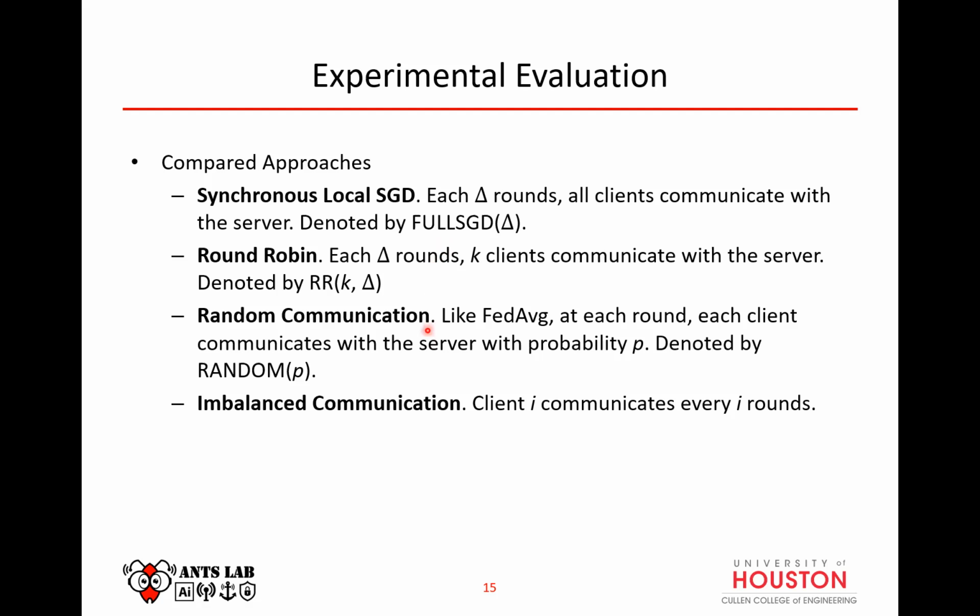Then the third baseline is the random communication, just like federated averaging, where the server will select a random subset of clients, like maybe the C t plus 1 in the federated averaging kind of case. This is denoted by random. And the last one is the imbalanced communication, where client i communicates every i rounds. So client number 2 will communicate after 2 rounds, client number 10 will communicate after 10 rounds. So it is a very imbalanced but predetermined way of communicating. So in these 4, the round robin or the imbalanced communication is the asynchronous communication that this paper talks about. So the comparison goes with these things.